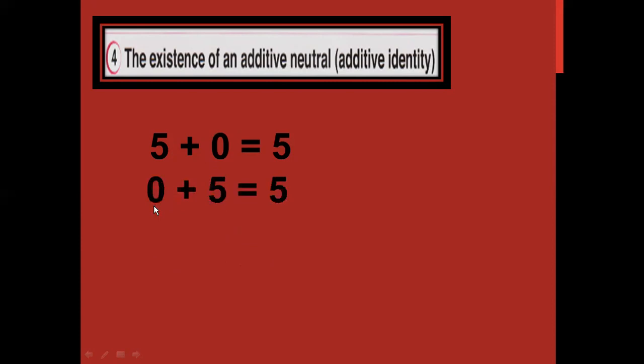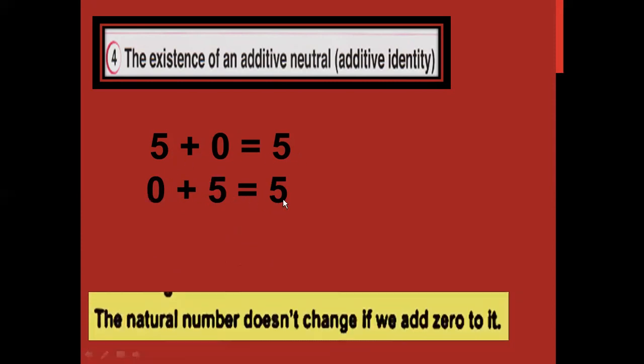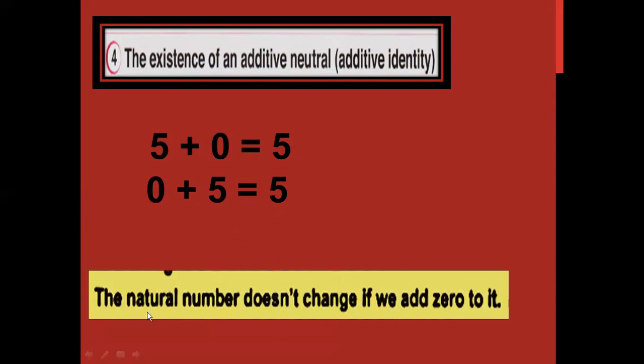If I put 0 at the first plus 5, it will also be equal to 5. 5 plus 0 equals 5 and 0 plus 5 equals 5. The natural number doesn't change if we add 0 to it. The natural number 5 doesn't change. Yes, it doesn't change if you add 0 to it.